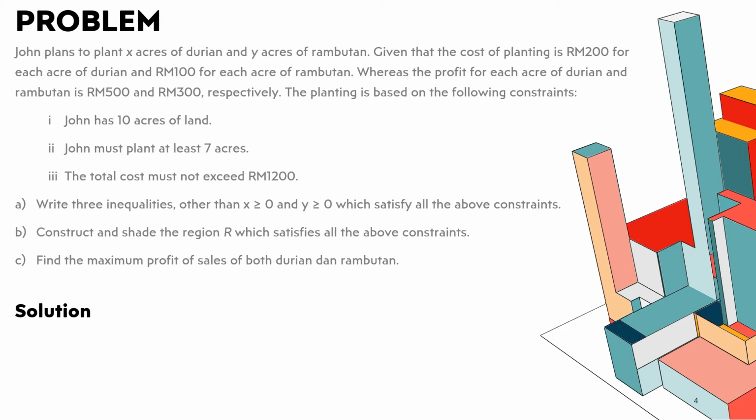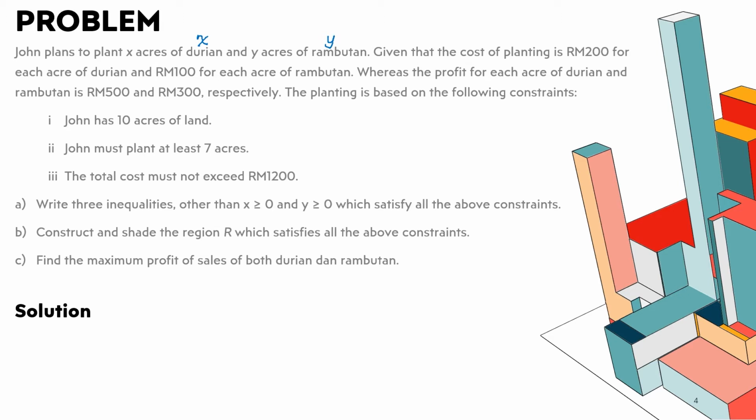So if you look at this question, John planned to plant X acres of durian. So durian is represented by the variable X, and Y acres of rambutan. So rambutan is represented by the variable Y.